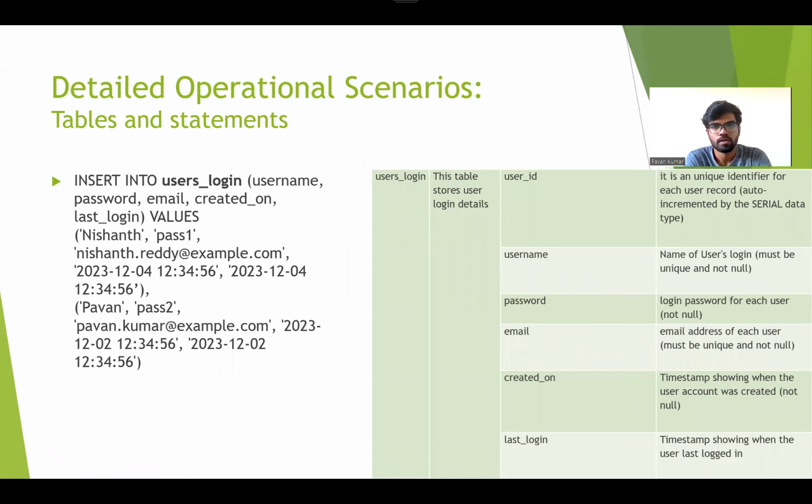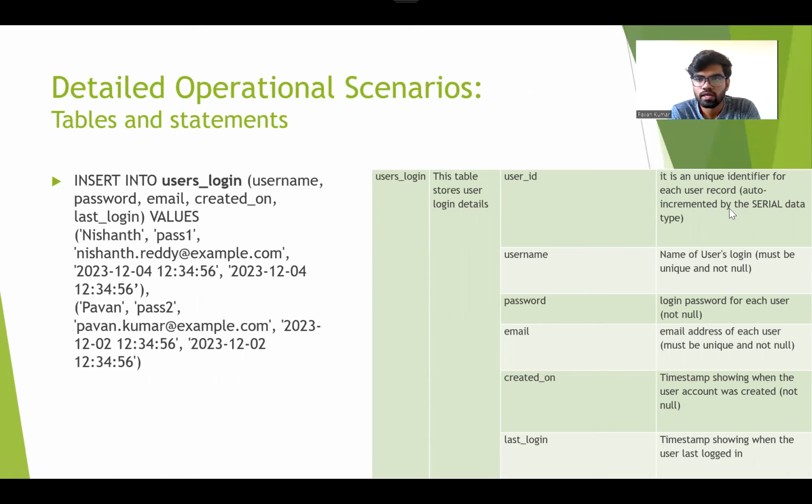So we have, let's say, a basic example for the table here. We have some random values inserted into the user's login table, and this table has columns like user ID, username, password, email, created on date, and the last login date. Each column shows a unique feature, like user ID is a unique identifier for each user record. So each individual employee gets a user ID, and the username value cannot be null, and it should be the name of the user while logging in.